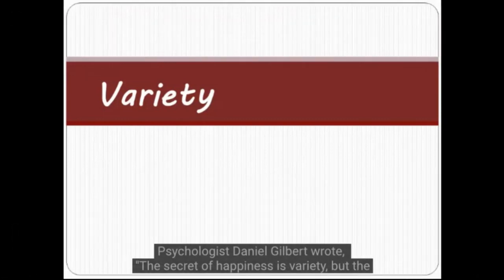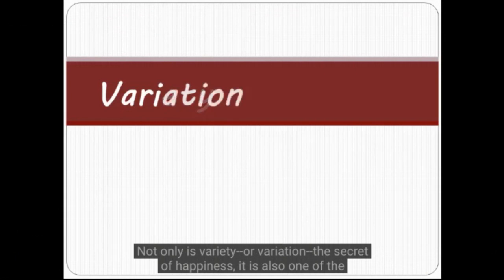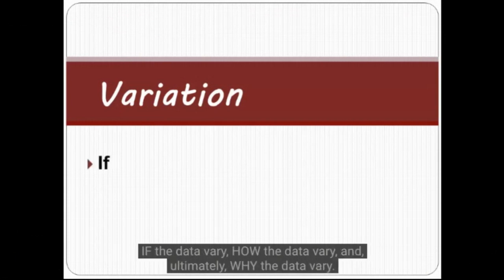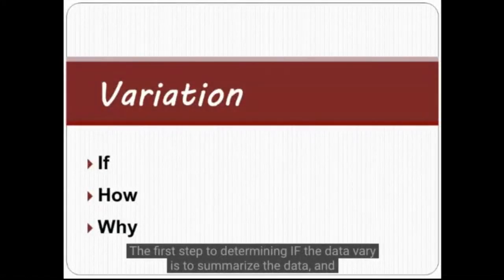The secret of happiness is variety, but the secret of variety, like the secret of all spices, is knowing when to use it. Not only is variety or variation the secret of happiness, it is also one of the underlying principles of statistics. As researchers, we are interested in if the data vary, how the data vary, and ultimately, why the data vary. The first step to determining if the data vary is to summarize the data.